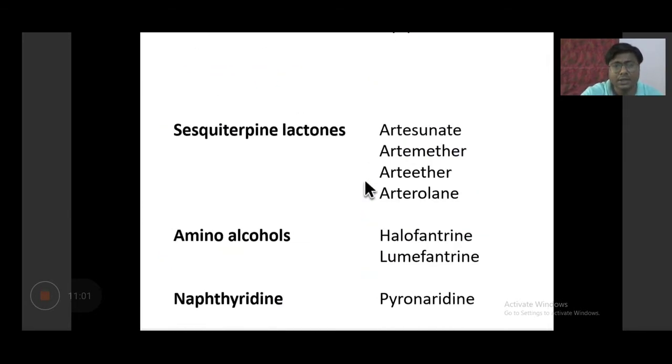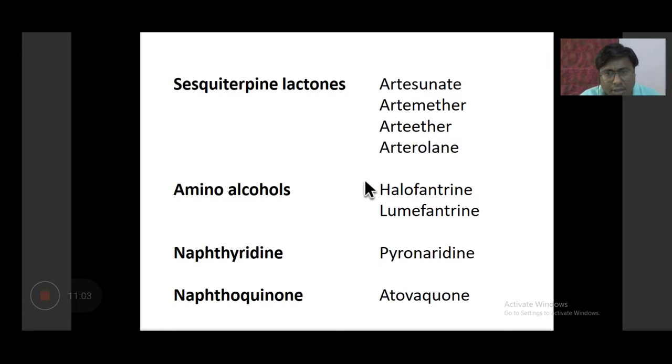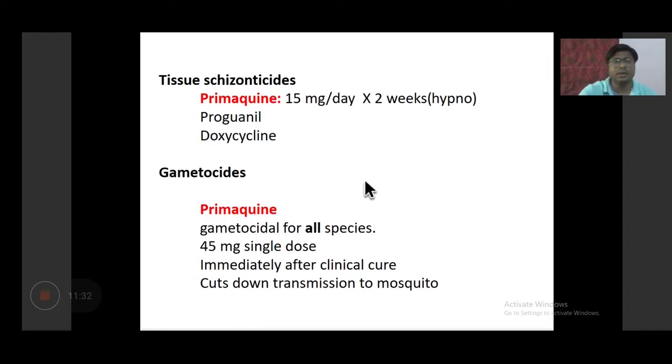We will see that. Then there is the latest entry into the treatment of malaria, the artemisinin group, where you will find all these drugs: artesunate, artemether, arteether, arterolane. These are actually nowadays the first line drugs. And there are some drugs like amino alcohols like halofantrine, lumefantrine. These are also used in combination with artemisinin. Then atovaquone and pyronaridine. These are also used in some regimens. So you should know the names.